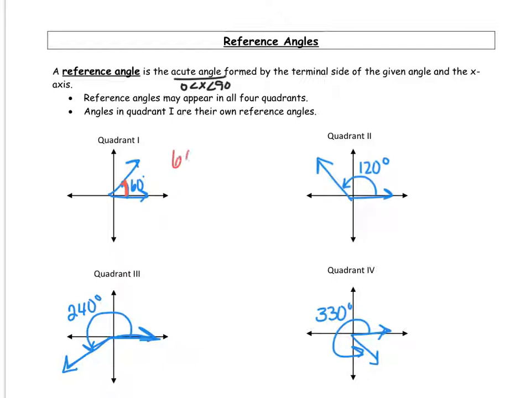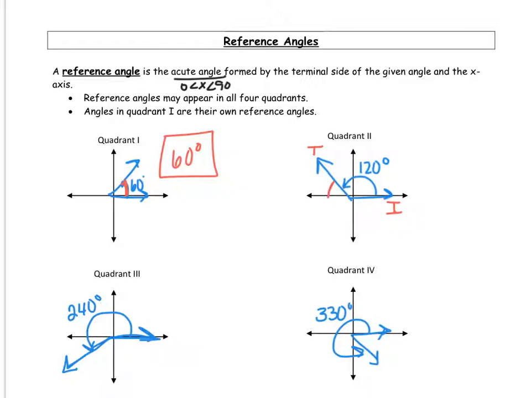So in quadrant 1, it is its own reference angle. It's 60 degrees. Okay, how about quadrant 2? Here's the initial side of the angle. Here's the terminal side of the angle. So we say a reference angle is the angle formed by the terminal side of the angle and the x-axis, which is here. So it's this angle in here.